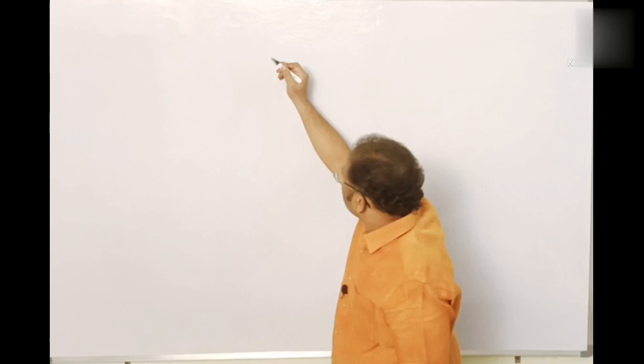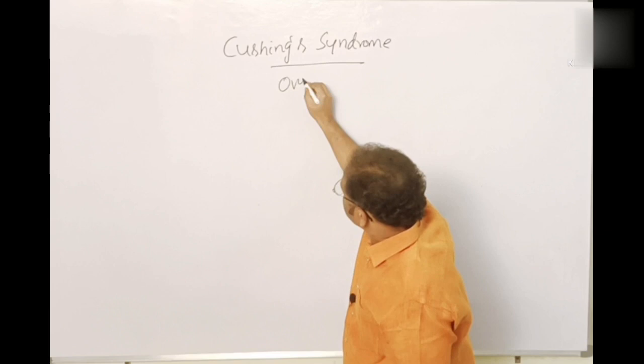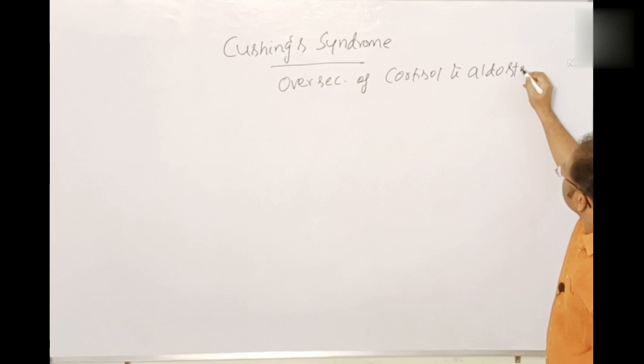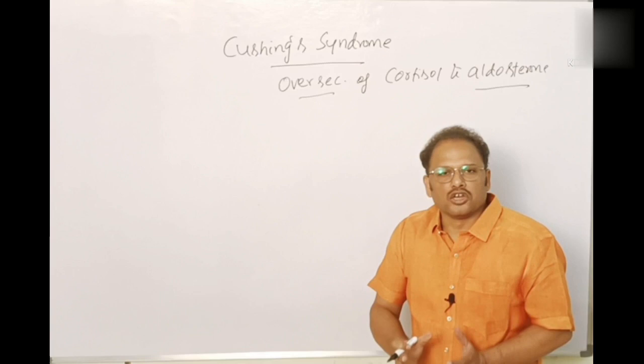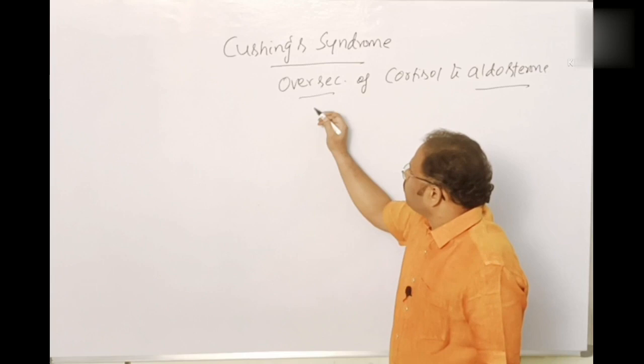So first of all, Cushing's syndrome is because of the over secretion of cortisol and aldosterone. Hypersecretion or oversecretion means more than normal quantities. Okay, students. Now, why is there an oversecretion? What is the reason for this oversecretion of cortisol and aldosterone?